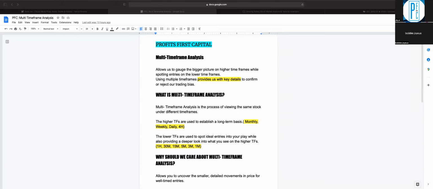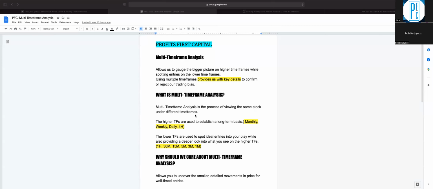What is multi-time frame analysis? Another definition is that it's the process of viewing the same stock under different time frames. It's literally that simple, guys. People make trading hard. All it is is the process of viewing the same stock under different time frames, right?